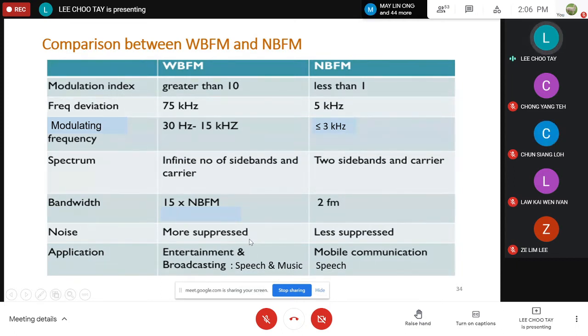And then as far as application is concerned, wideband FM is widely used for entertainment and broadcasting. So this is mainly for music as well as some good quality speech. Whereas narrowband FM is only suitable for speech.